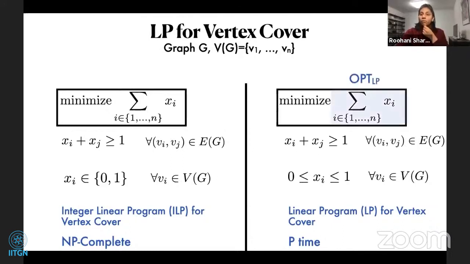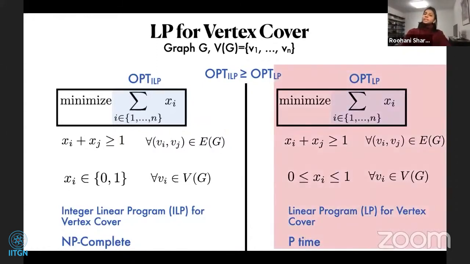And in what follows, I'll call this summation value the opt LP value in the linear program, and I'll call the summation value in the ILP the opt ILP value. It's not difficult to see that the opt LP value is at most the opt ILP value, because any solution of the ILP is also a solution for the LP. So this is the vertex cover LP that we wrote.